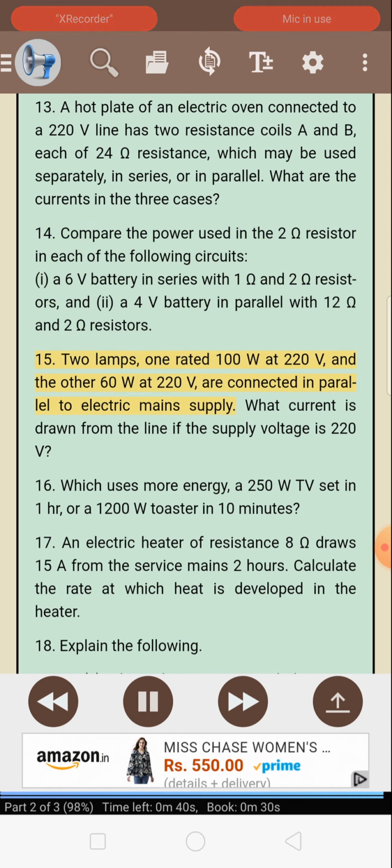15. Two lamps, one rated 100 W at 220 volts and the other 60 W at 220 volts, are connected in parallel to electric mains supply. What current is drawn from the line if the supply voltage is 220 volts? 16. Which uses more energy, a 250 W TV set in 1 hour or a 1200 W toaster in 10 minutes?